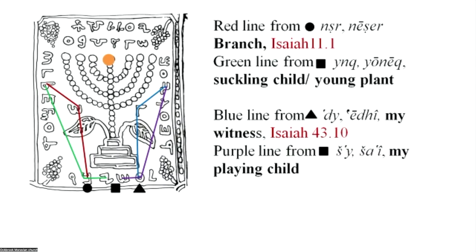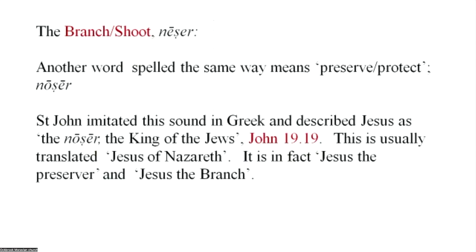If you look at the blue line, which is what we've just looked at, you have my witness, Isaiah 43, and many other places. And the purple line, coming from the same place, is my playing child. And this is the child who later plays safely on the mouth of the adder's den at the end of Isaiah chapter 11. It's the same child. You can see from this cluster of letters all about the child, and they're all bound up with a snake as well, where Isaiah could have got his inspiration.